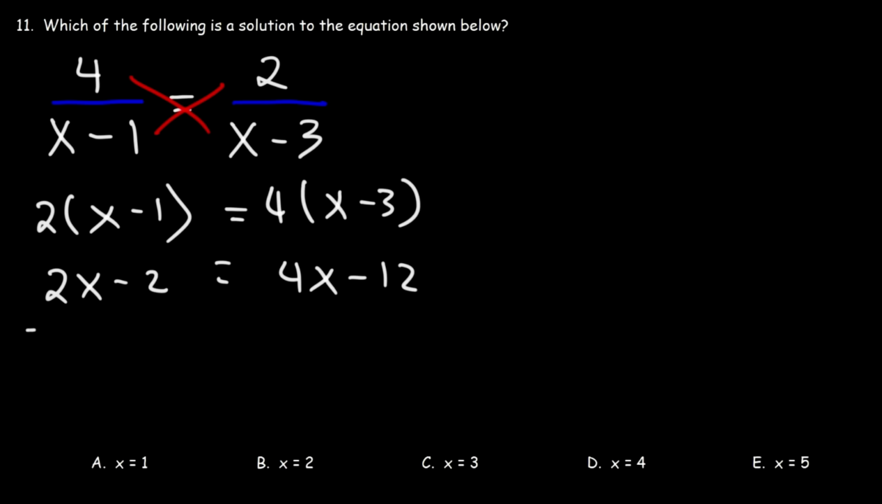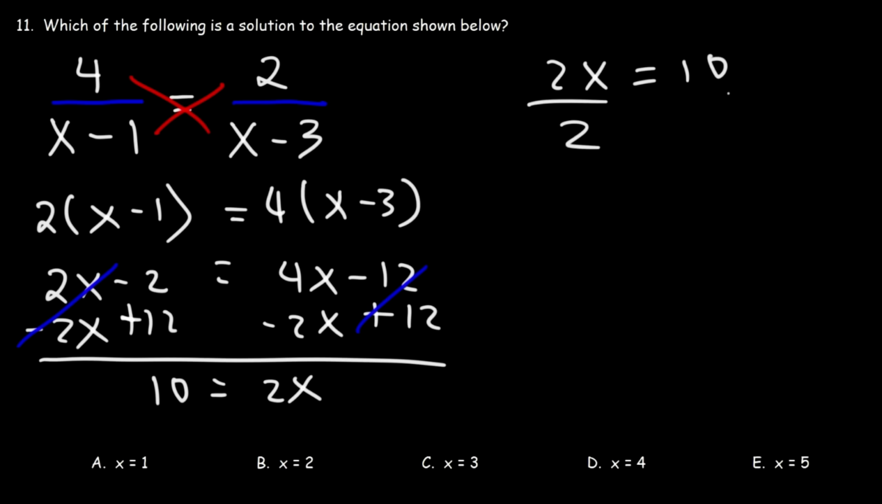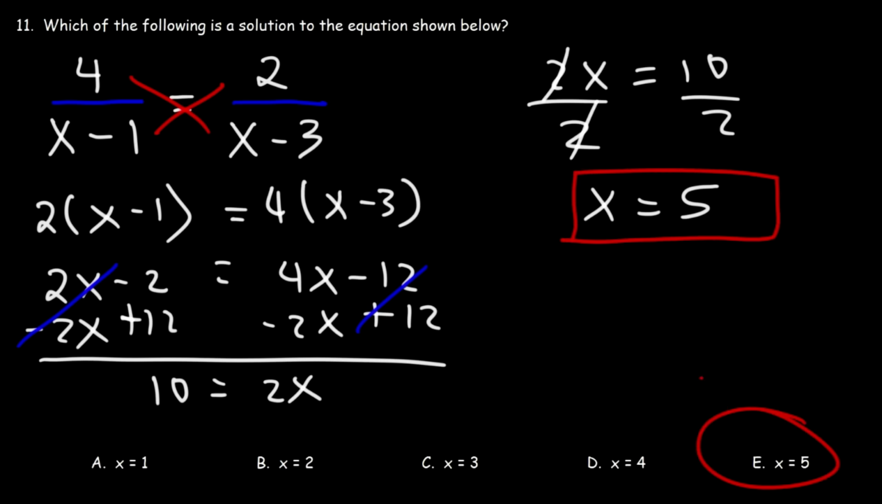Our next step is to subtract both sides by 2x. And at the same time, we can add 12 to both sides. So these will cancel. Negative 2 plus 12 is 10. 4x minus 2x is 2x. And so we have 2x is equal to 10. Next, we could divide both sides by 2. 10 divided by 2 is 5. And so that's it for this problem. E is the right answer choice.